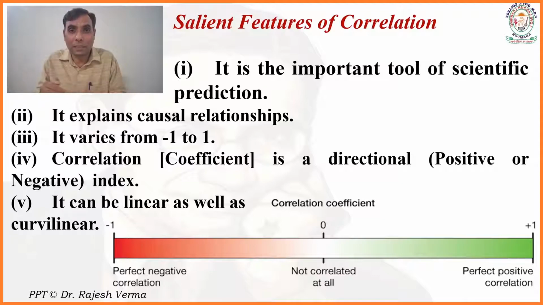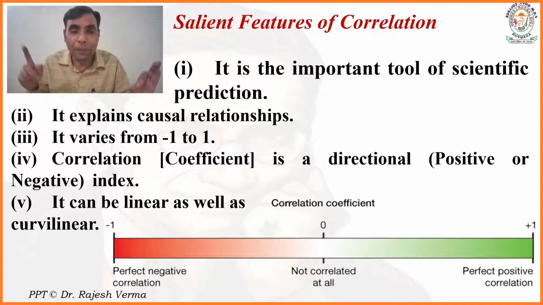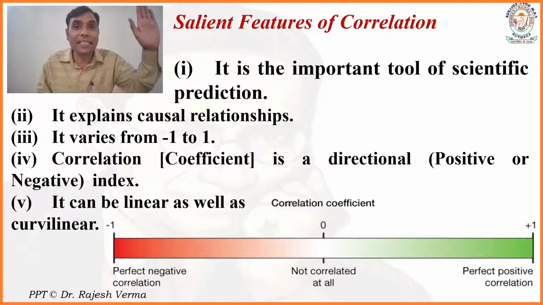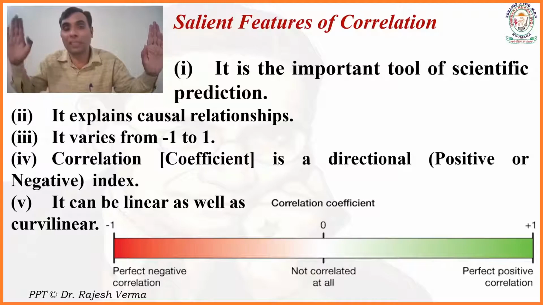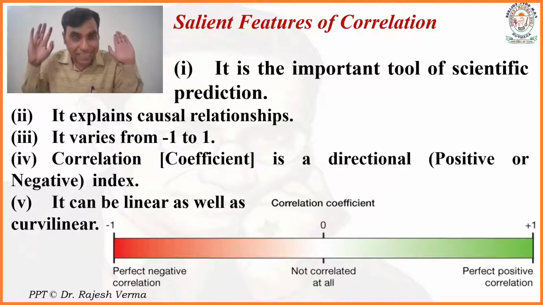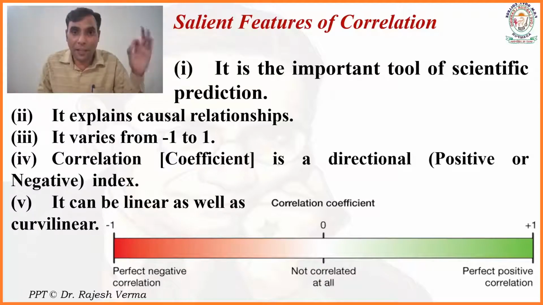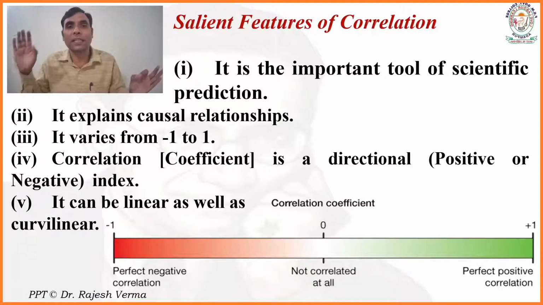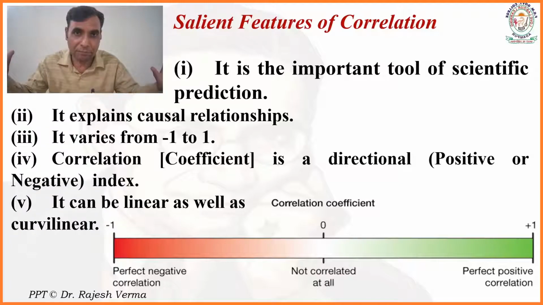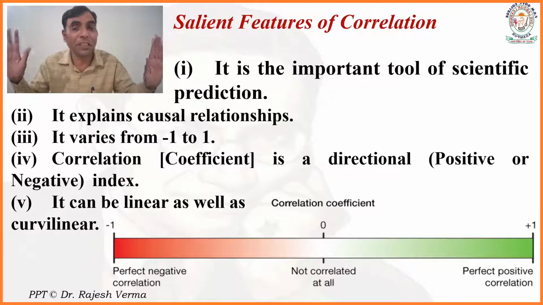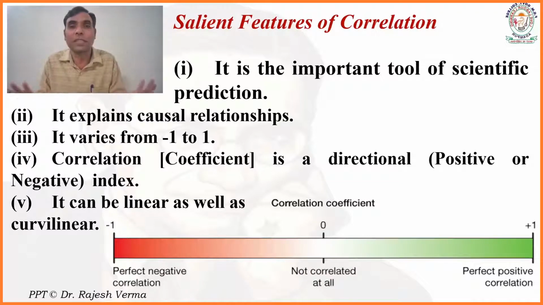Positive correlation means the change in one variable will lead to a change in the other variable in the same direction. For example, if x increases, y also increases. And in the case of perfect positive correlation, if x increases by 1 unit, y will also increase by 1 unit. That is the perfect positive correlation, and the opposite is true for the perfect negative correlation.